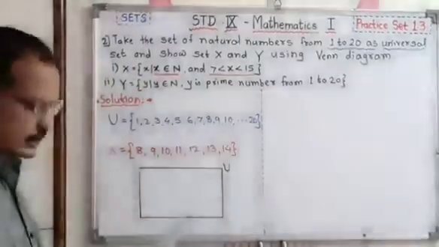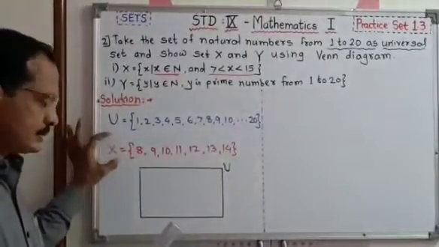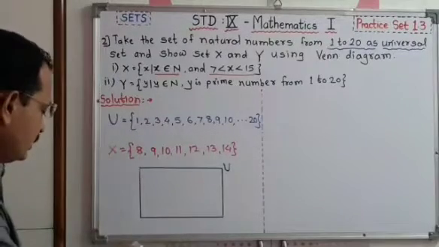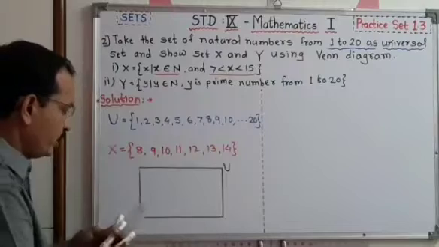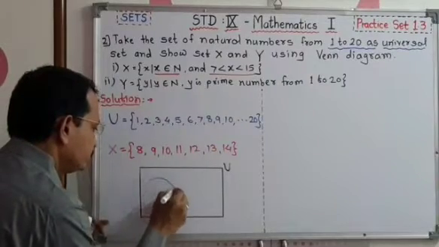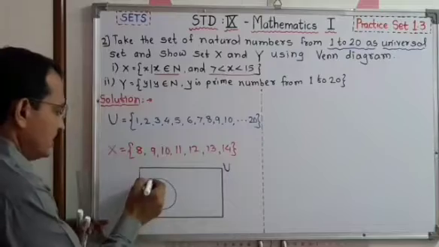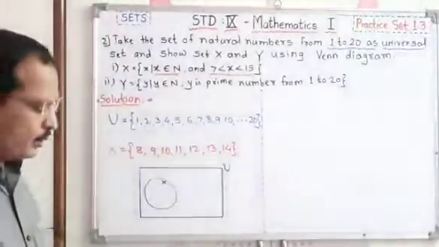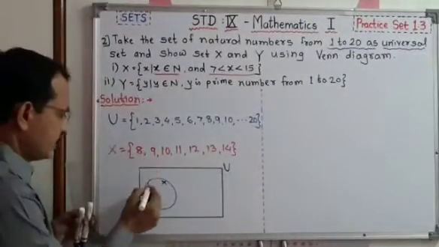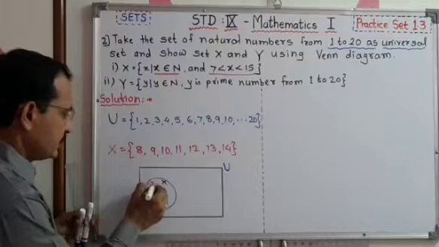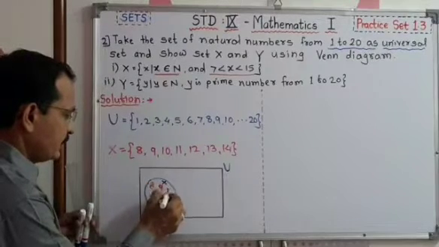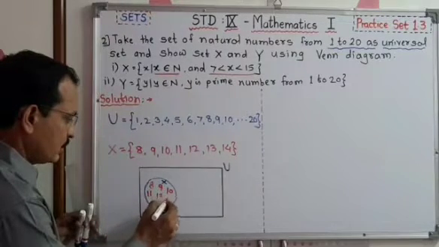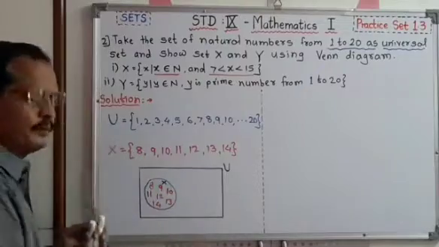Now in this universal set, we have to show set X. Dear student, first of all, draw any closed figure in that. Suppose I draw a circle here. This circle represents set X. Therefore, write down the elements of set X. First element is 8. Second one is 9. It is 10, 11, 12, 13 and here it is 14.